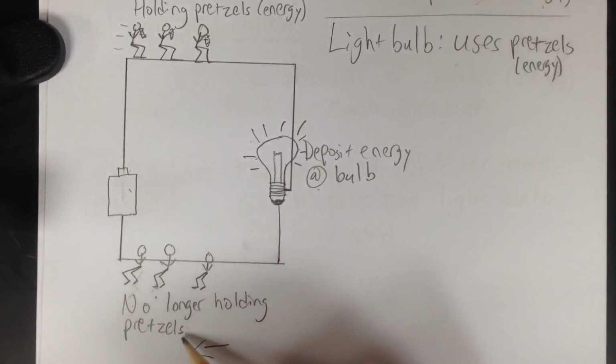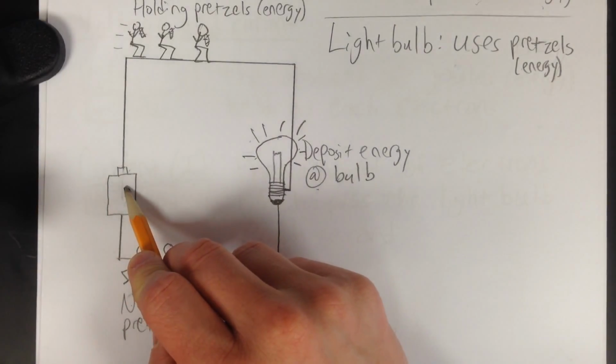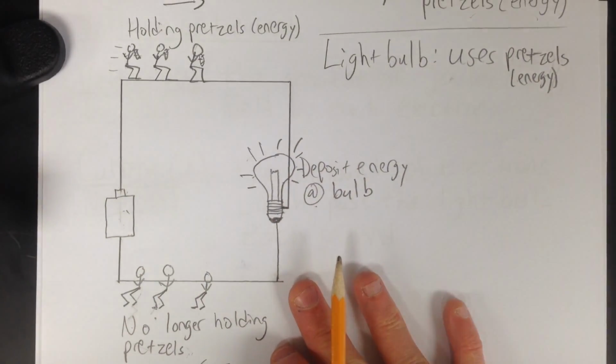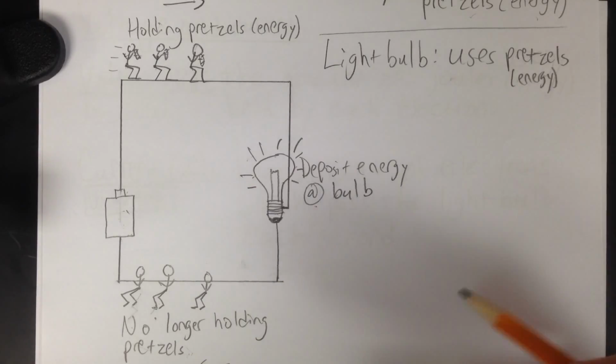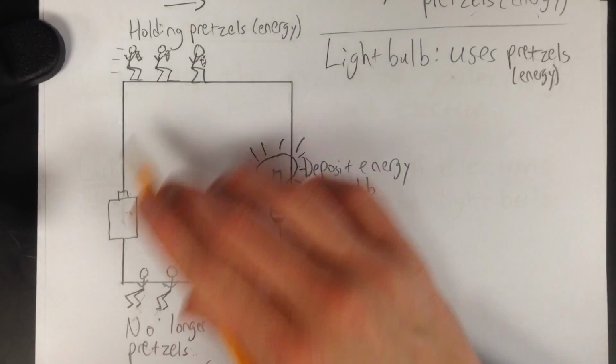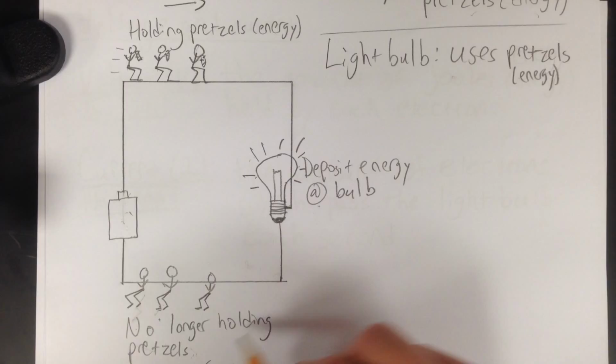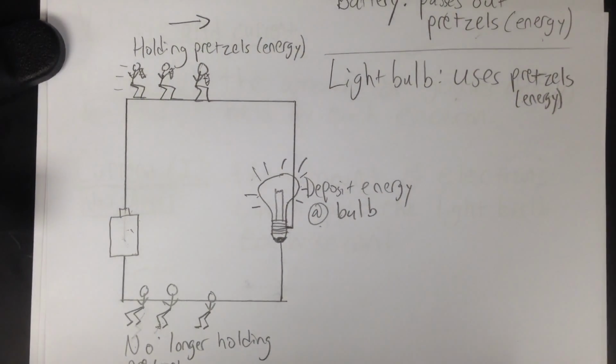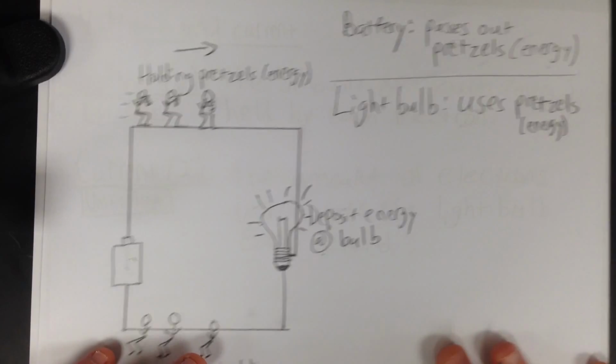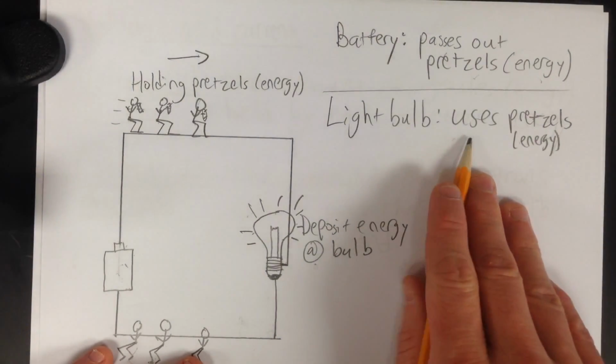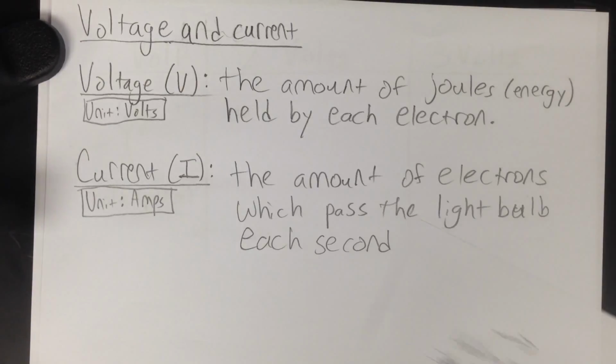But where are they going without energy in their hands? They're going back to the battery. So the Electron Shuffle is a process that repeats itself. They pick up energy at the battery, drop it off at the light bulb, go back to the battery, and pick it up again, until the battery doesn't work anymore, until you have to recharge it or throw it out. So the light bulb uses pretzels, and the battery passes them out.